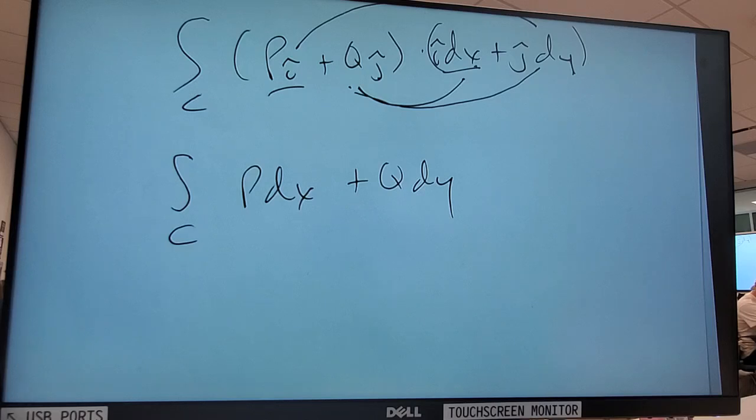What happens to that i and j in the previous video? i dot i is 1. j dot j is 1. If you dot a vector with itself, you get the length of the vector squared. They have length 1. Well, what about when you dot i with j? i dot j is 0 because they're perpendicular.